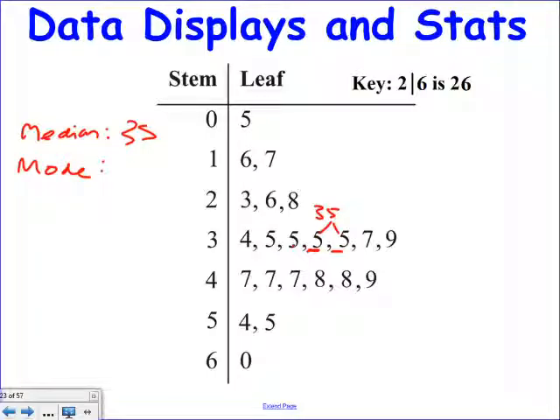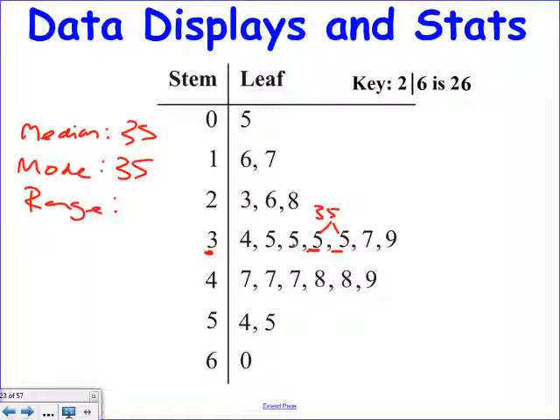The one that appears the most. Which one, just scanning that really quickly, appears the most? 35. Don't forget the stem. Yeah, 35. And then the range is the third thing I can find really quickly from a stem and leaf.